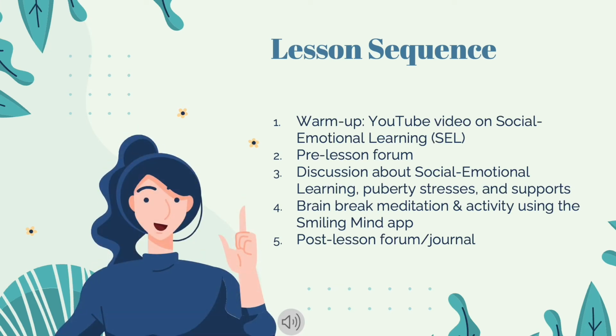Our healthy living lesson is made up of 5 main components. First off, we'll start with a warm-up or a hook, and that will be a YouTube video on social emotional learning. Next, we will move into a pre-lesson Google Form or survey, and this will talk a lot about how students are currently feeling and how they would react to certain situations. We'll then move into a class discussion about social emotional learning, puberty stresses, and the different supports that are available to them, their friends, and family.